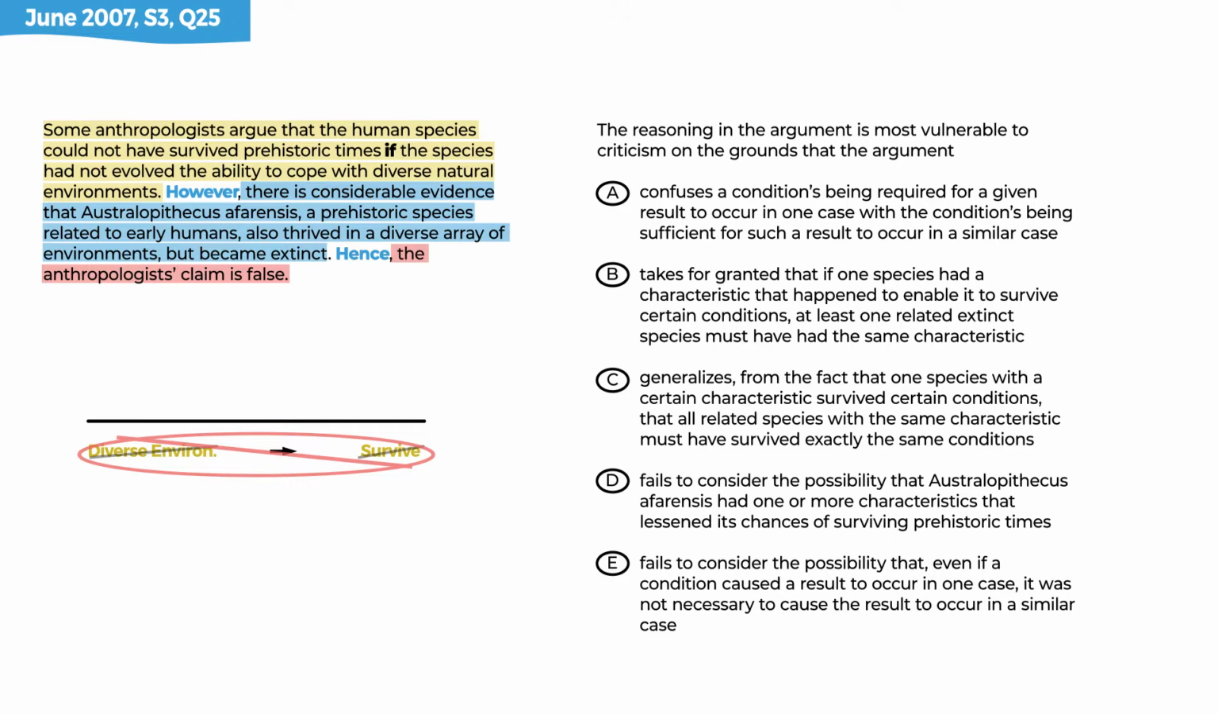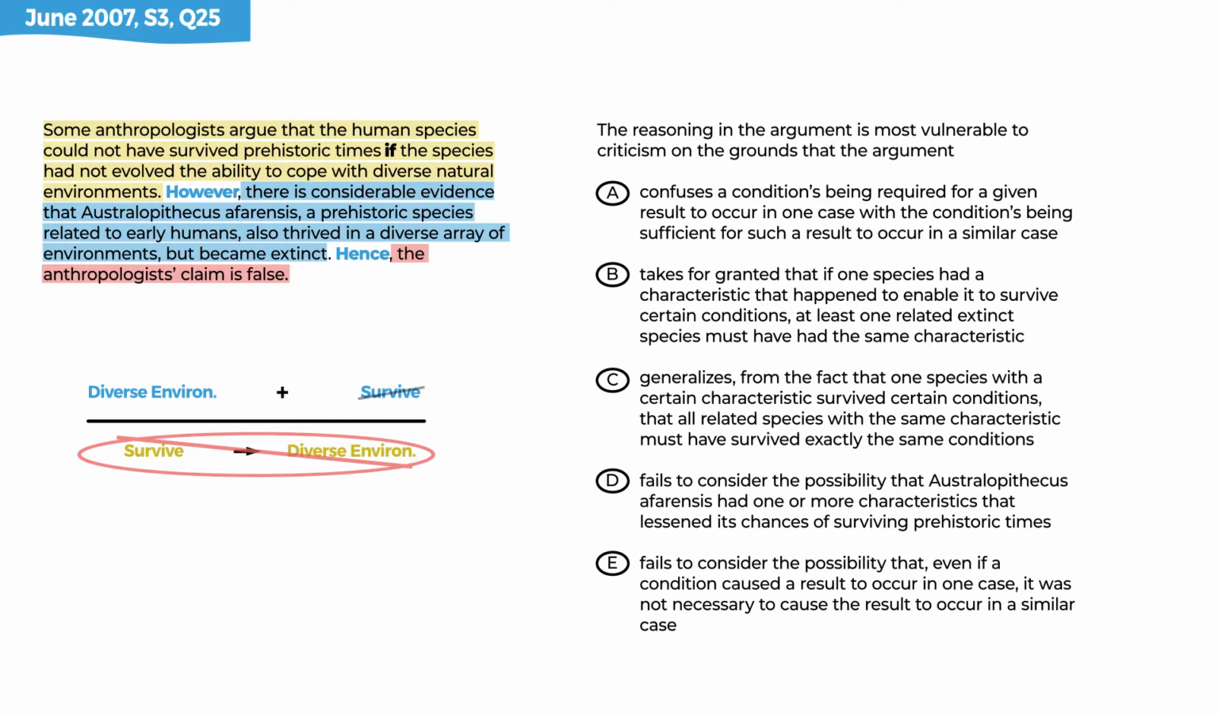So it did cope in diverse environments, but it did not survive. And that is the evidence for why the anthropologist's relationship is false. To better see the relationship that's being refuted by the author, it might help to take that relationship and take the contrapositive and express it in more positive language. So the anthropologists are claiming that if we could survive, then we had to cope with diverse environments.